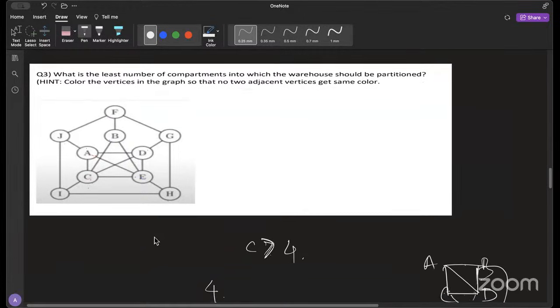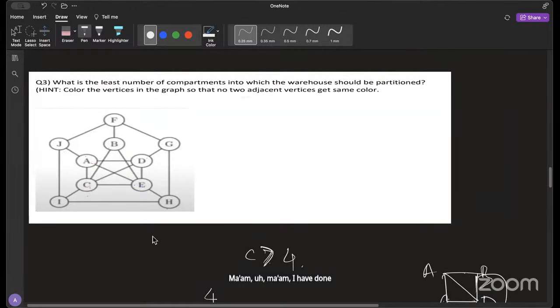Ma'am, I have done it in 3 colors. Can you check if I am correct or not? Yeah, okay. Ma'am, J, B, D, and H in 1 color. F, A, and I in 1 color. And C, ma'am, in my question, C and E are not connected. Okay.